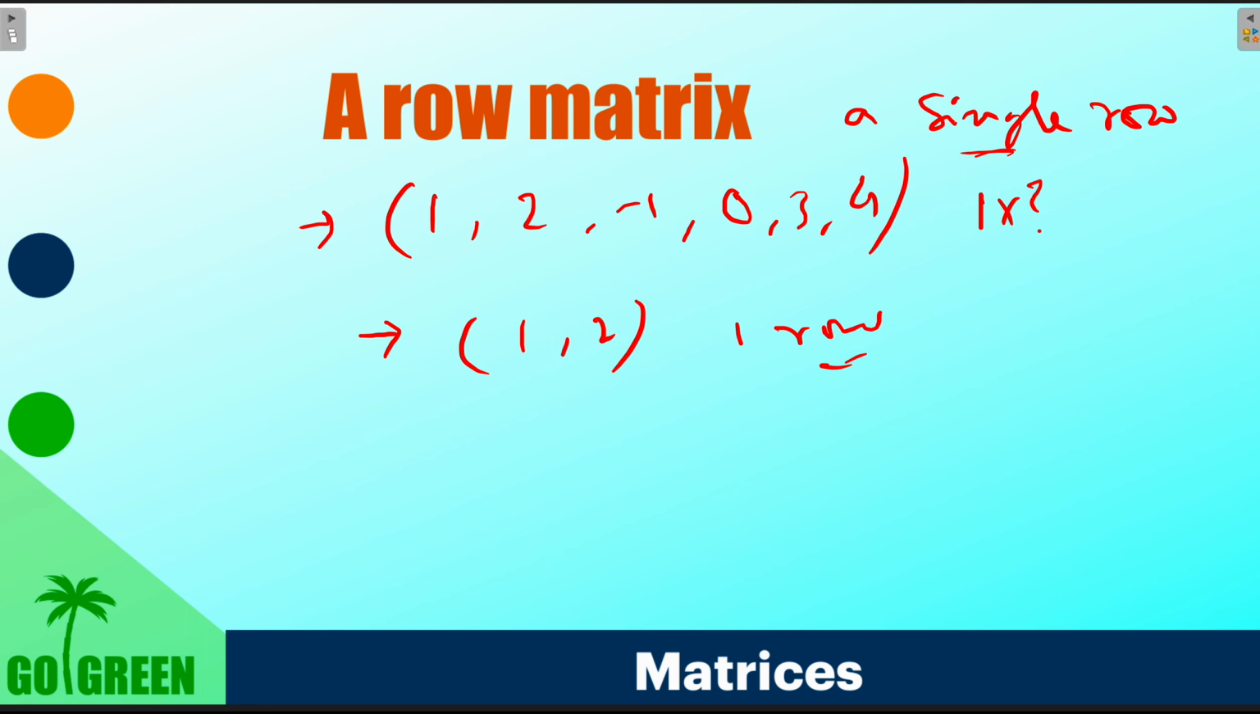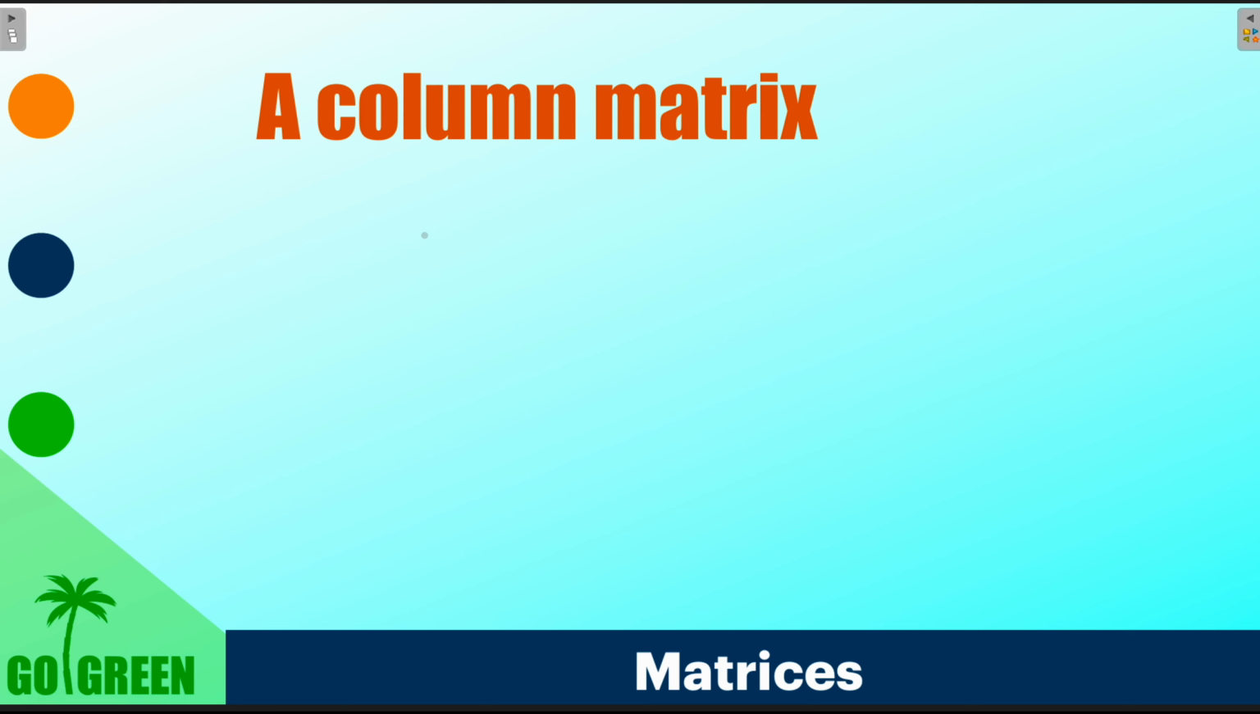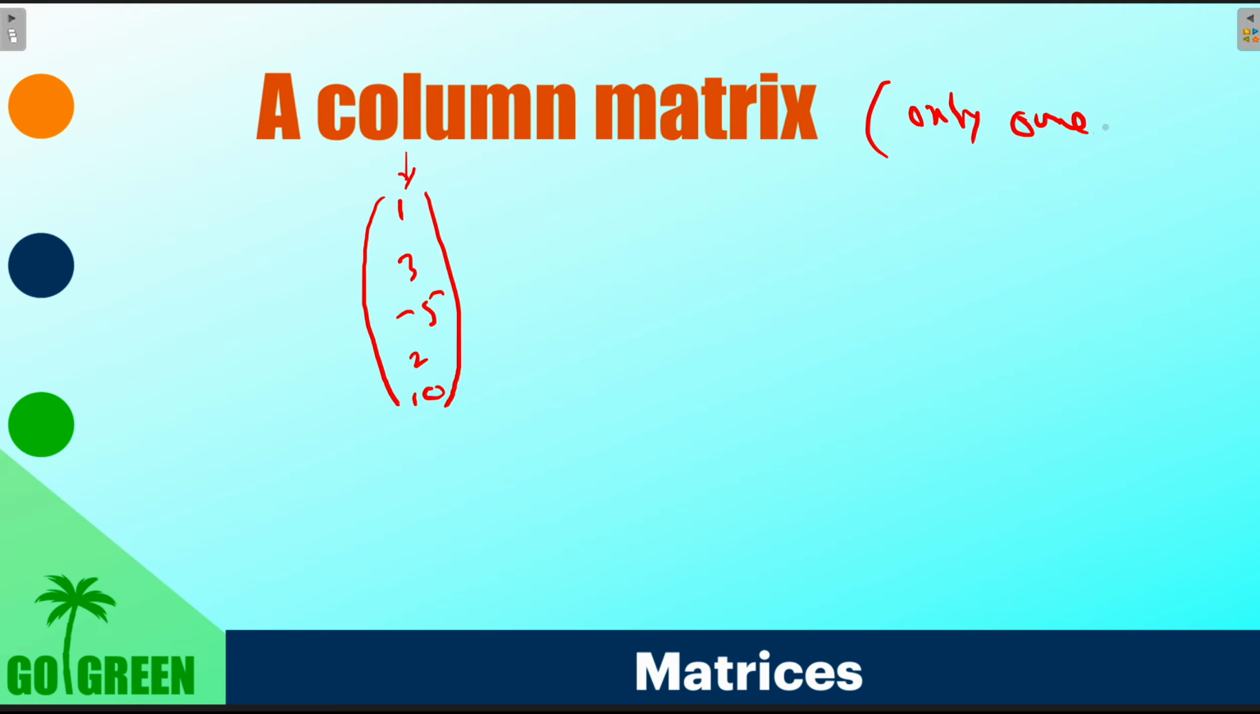Similarly, what will be a column matrix then? You will see a single column, only a single column. You can write any number of entries here, 1 3 minus 5 2 10, but you see only one column, which means this is a column matrix. So a column matrix means only one column.